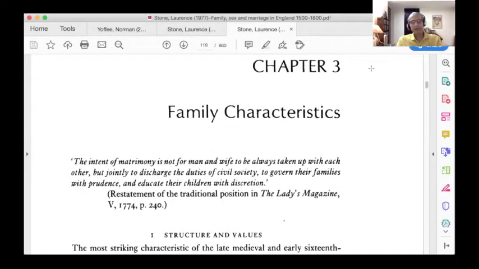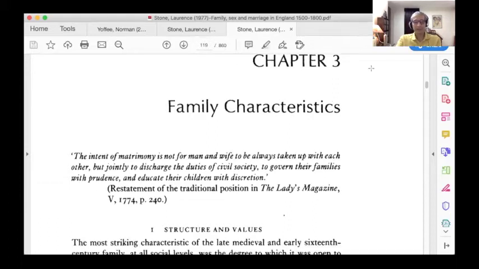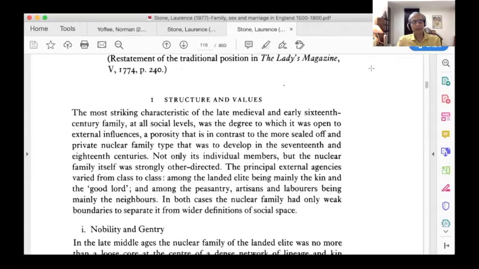So he starts with an epigraph, something from a later period from the Ladies' Magazine, which says, "The intent of matrimony is not for man and wife to be always taken up with each other, but jointly to discharge the duties of civil society, to govern their families with prudence and educate their children with discretion." Something that you might have heard in other contexts as well.